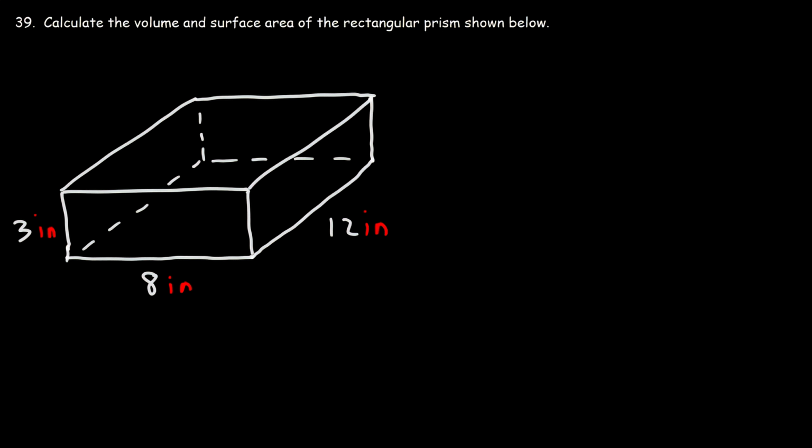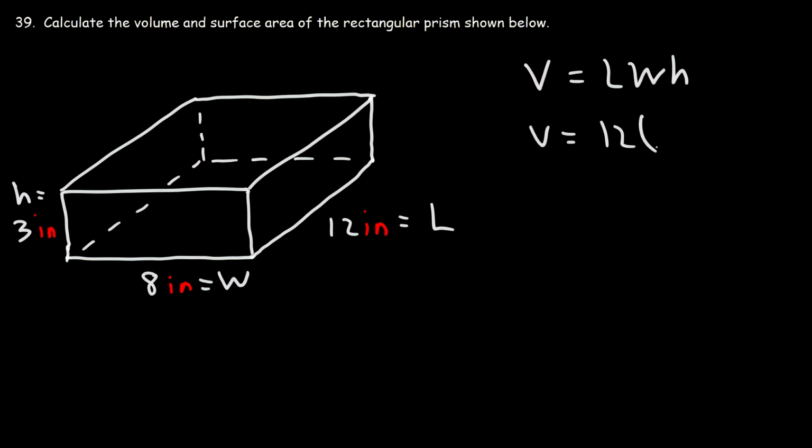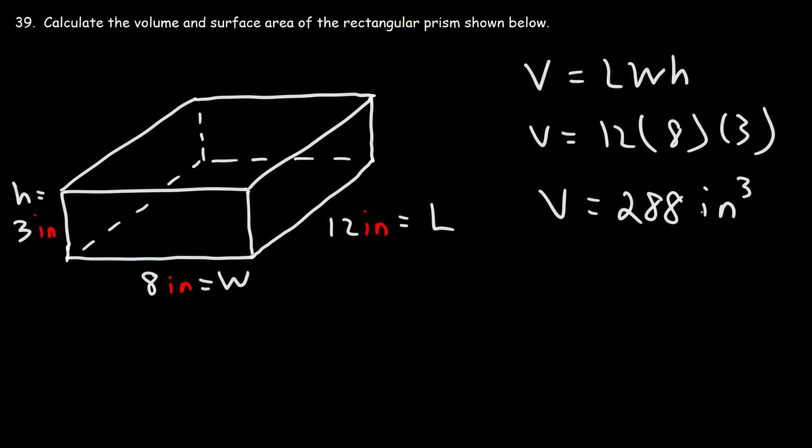39. Calculate the volume and surface area of the rectangular prism shown below. Let's start with the volume. The volume is simply the length times the width times the height. So we can say this is the length, we'll call this the width, and we'll say 3 is the height. So the volume is going to be 12 times 8 times 3. So 12 times 8 is 96. 96 times 3 is 288. So the volume of the rectangular prism is 288 cubic inches.